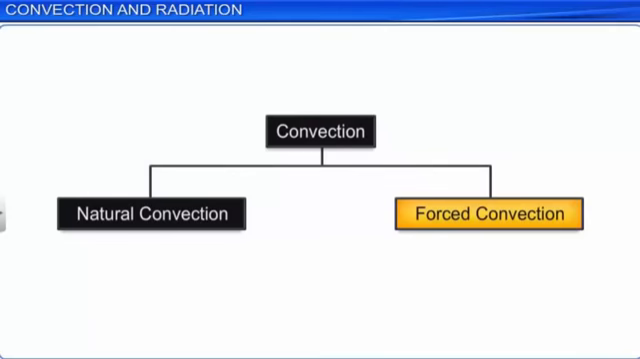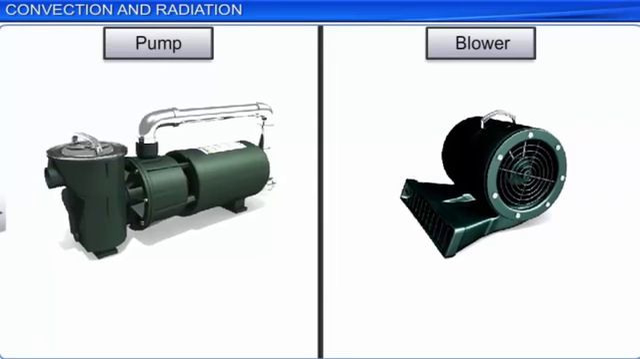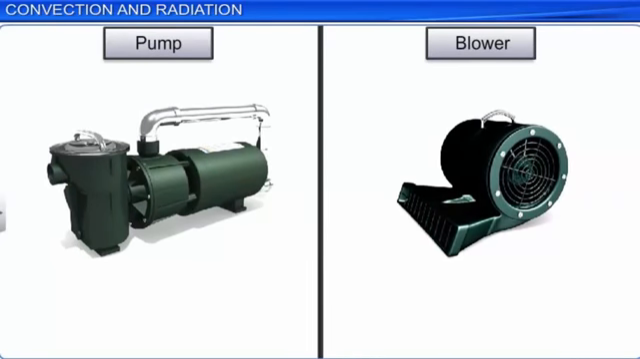Let us now discuss forced convection. If the movement of matter is caused by a pump or blower for transfer of heat, it is called forced convection. Let us look at some common examples of forced convection systems.